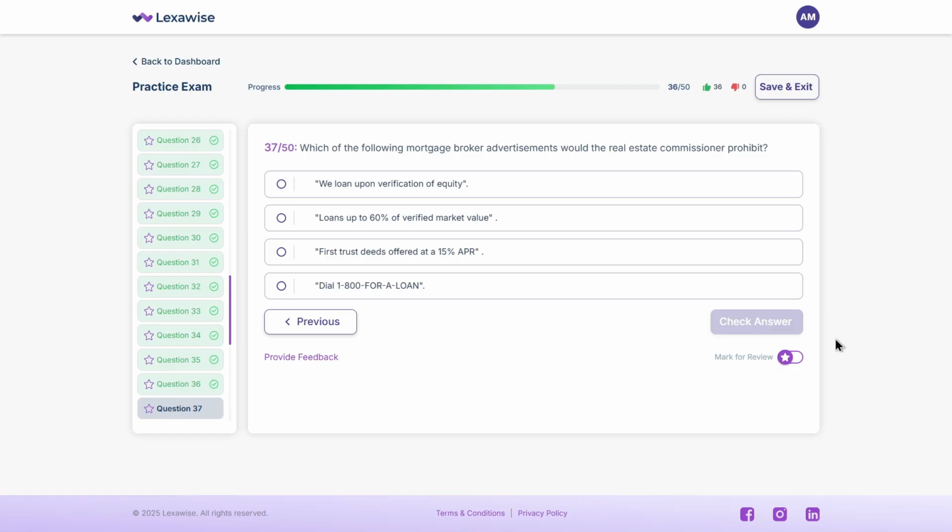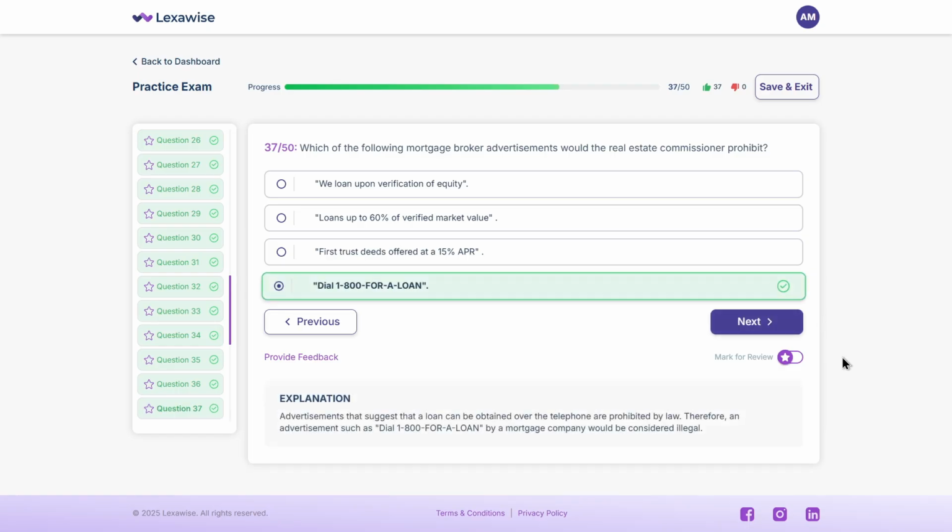The correct answer is D, dial 1-800 for a loan. That ad implies a loan can be approved over the phone without proper qualification. Such statements are considered misleading and prohibited by regulations.